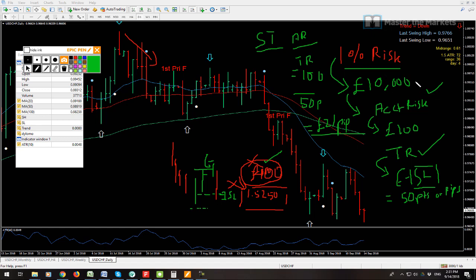Okay. Now, of course, if this is a £100,000 account, then it will be a bit different. The account risk could be £1,000, and if the trade risk remains the same, then instead of £2 a pip, that will be £20 a pip. Okay. Now £20 a pip and all that, that's in spread betting.